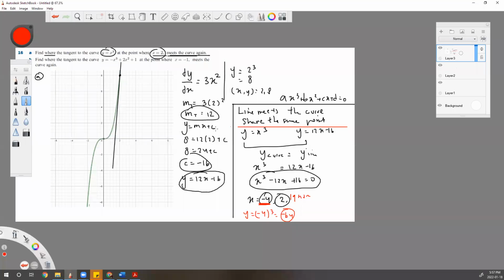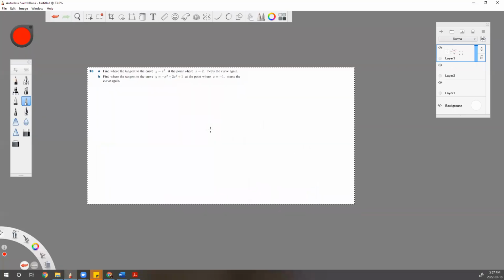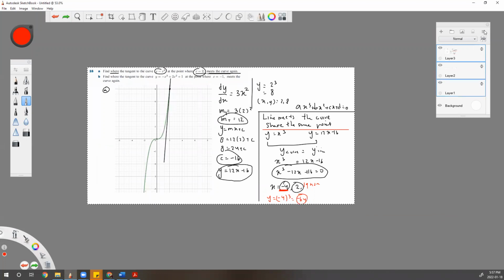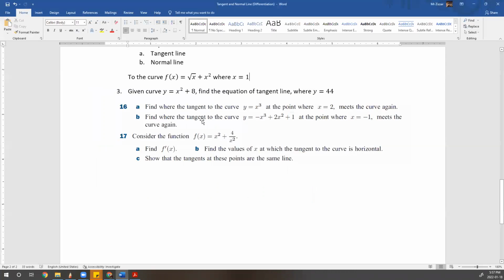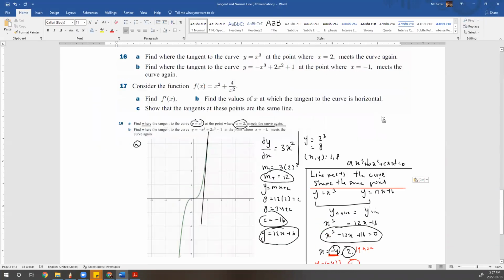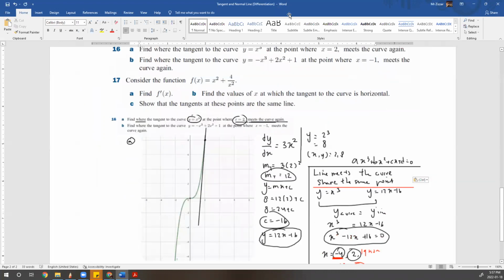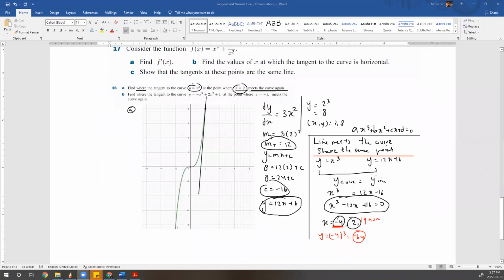Yes. This is hard. It's quite hard, but I think that your teacher will go through this part as well, because your teacher hasn't done his or her explanation about number 16. Basically, you just need to do y curve equals y line. I see.